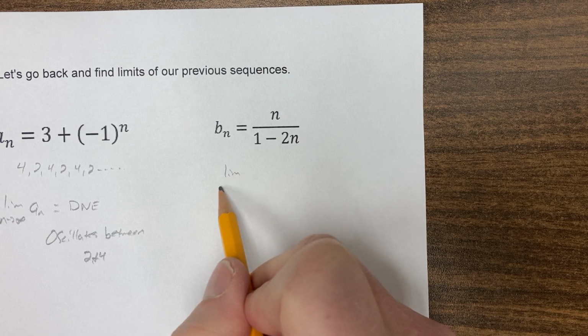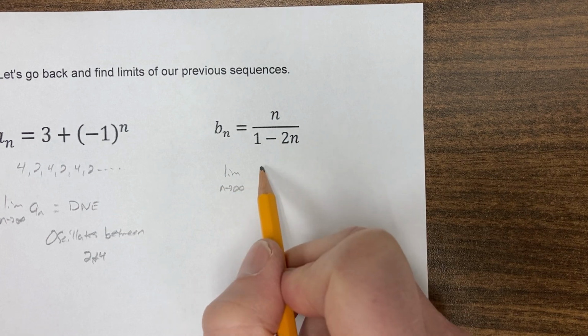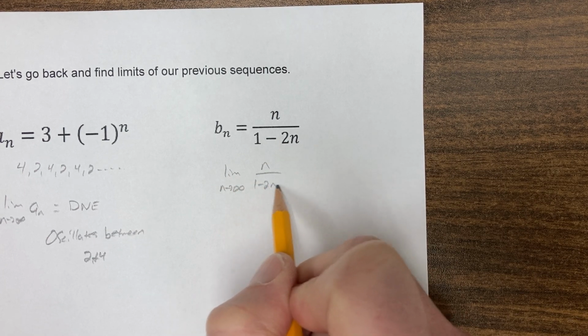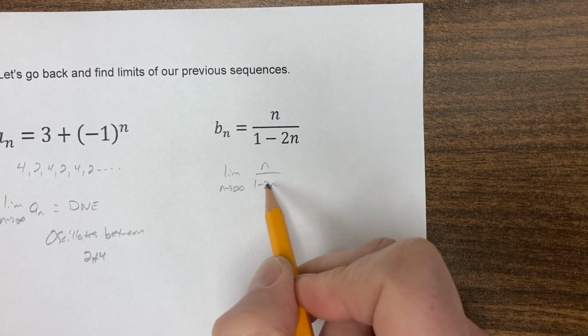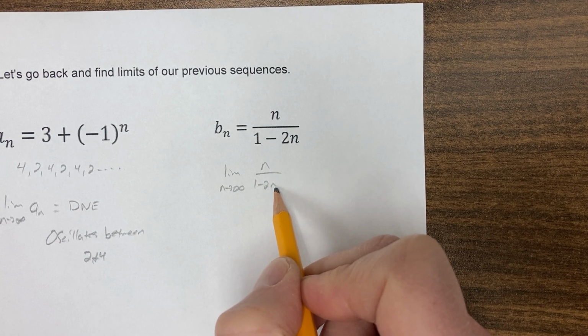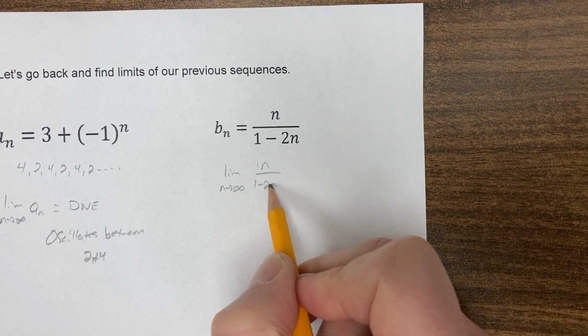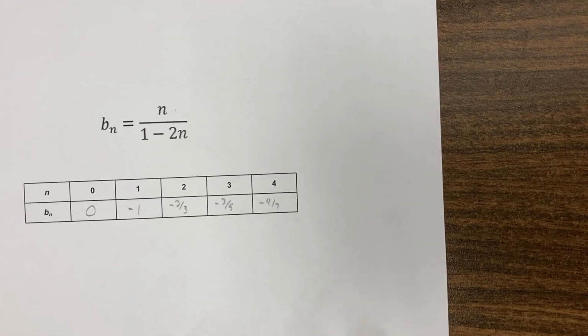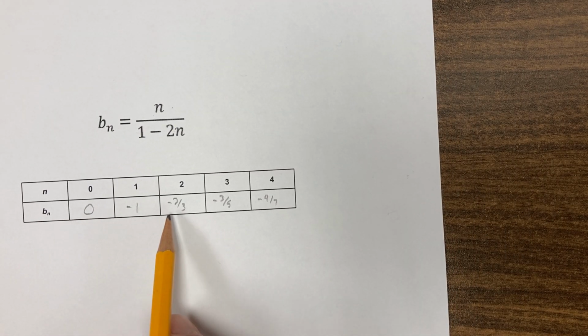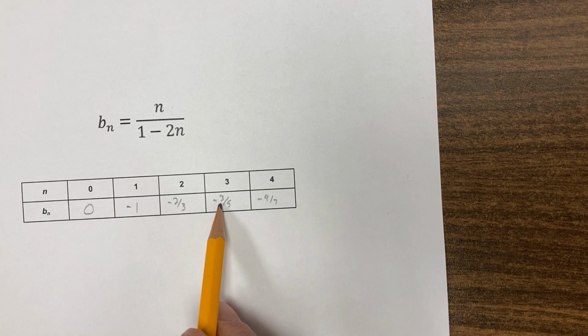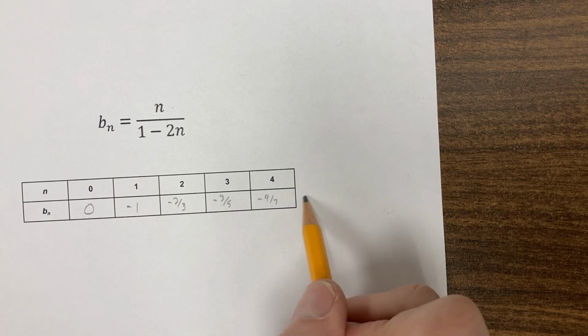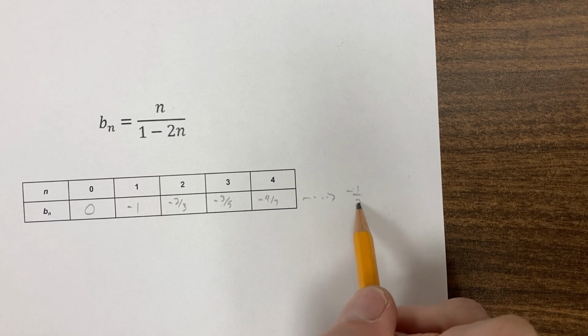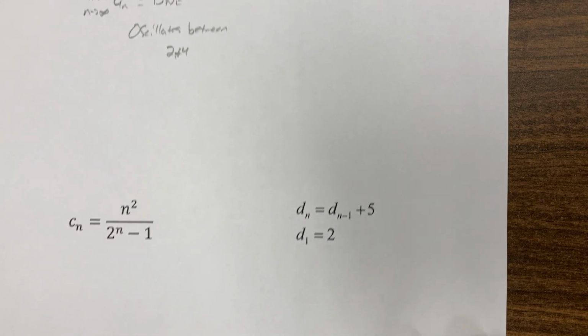This one, however, all right? If we were to let n get bigger and bigger and bigger, you can see that the degree of n on the top is the same as the degree of the n on the bottom. And so these are going to gravitate to that ratio, which is -1/2. Okay? And we could kind of see a little bit of that forming in the table when we did B sub n. Went from -1 to -2/3 to -3/5, that it was kind of heading in an area of -1/2 for sure. Okay? So that's that one.